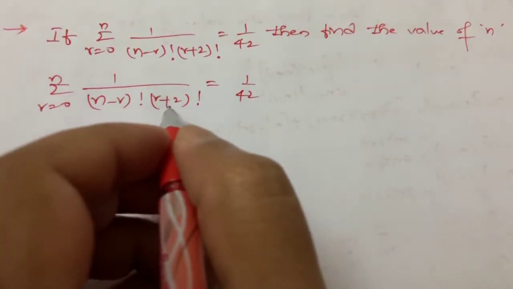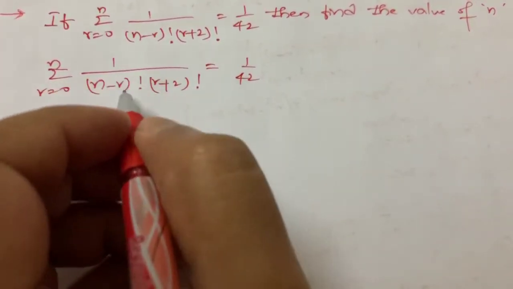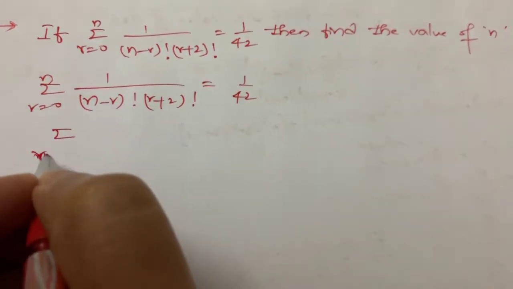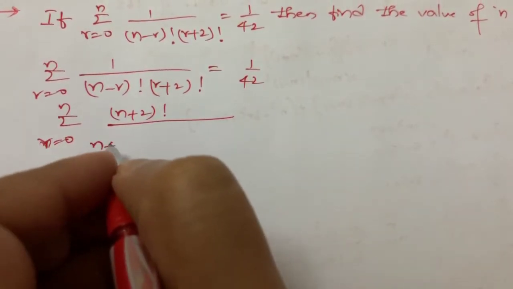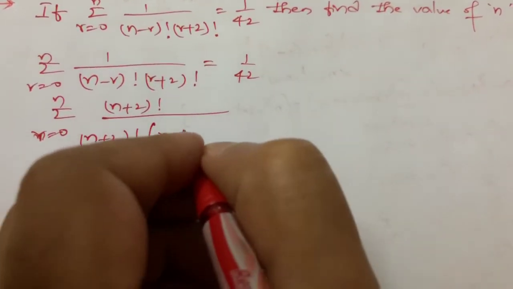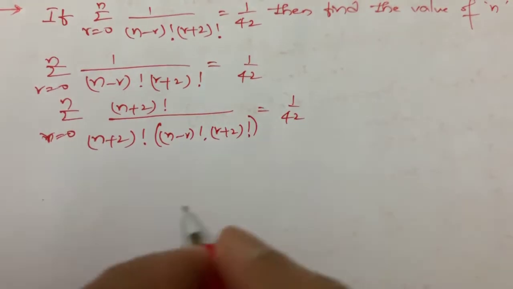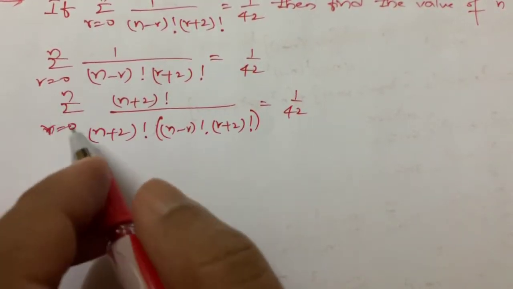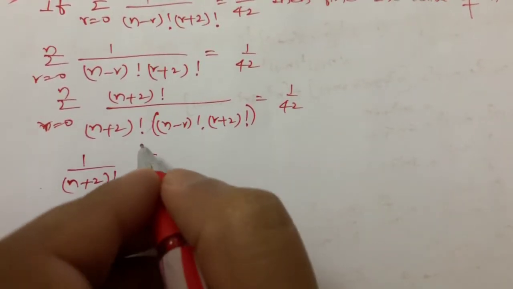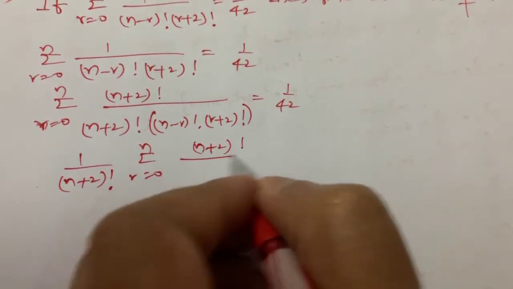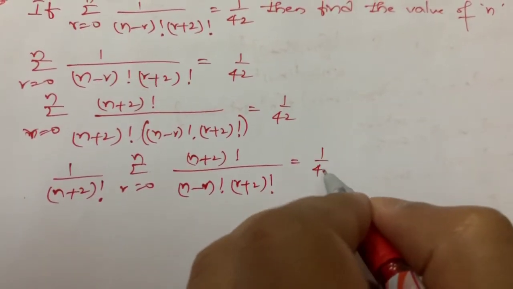Okay, if I add these two, I will get n plus 2 factorial. N minus r plus 2 is n plus 2 factorial. So multiply and divide by n plus 2 factorial. Sum over r equal to 0 to n, multiply and divide by n plus 2 factorial, (n minus r) factorial (r plus 2) factorial is equal to 1 by 42. So n plus 2 factorial is independent of r, right? So I can write this out, which is in denominator. Sum over r equal to 0 to n of (n plus 2) factorial by (n minus r) factorial (r plus 2) factorial is equal to 1 by 42.